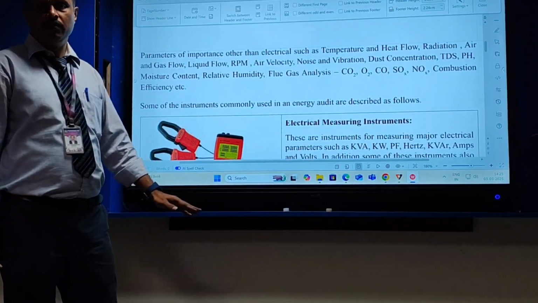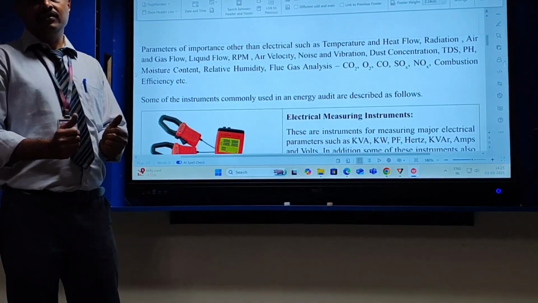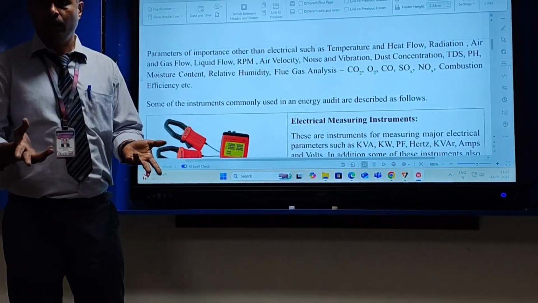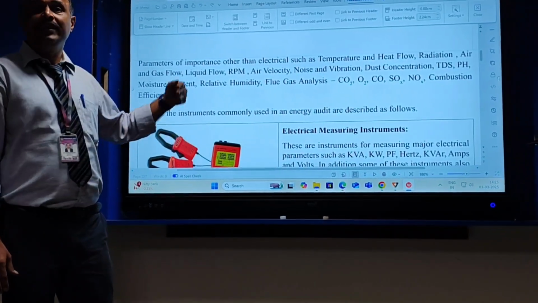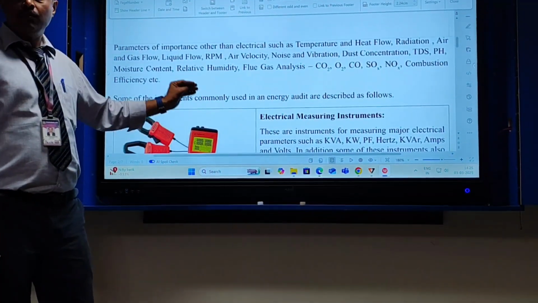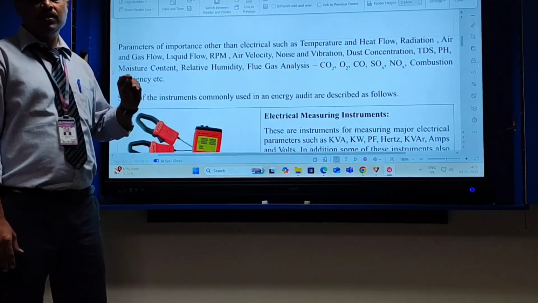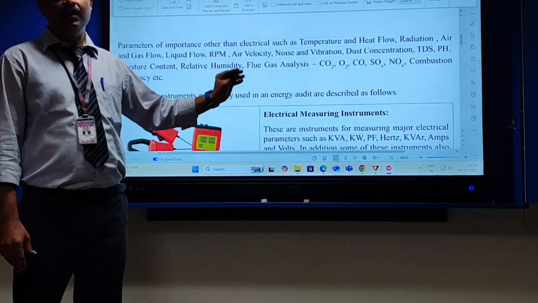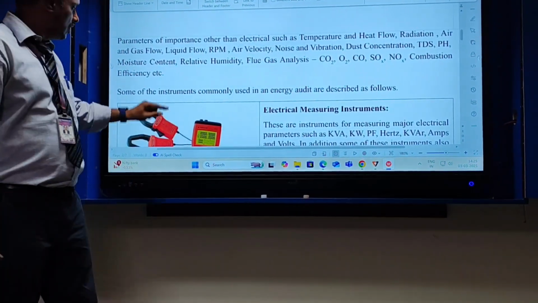These instruments are very portable and handy in nature. So wherever you are going to conduct your energy audit, you can easily take these instruments and make the measurements. Now we will discuss some of the measuring instruments. First we start with electrical measuring instruments.